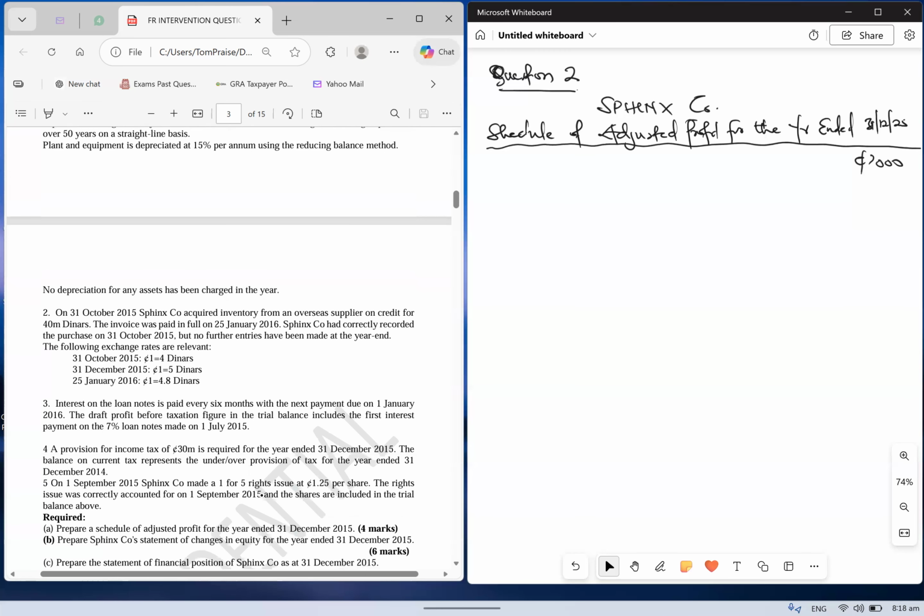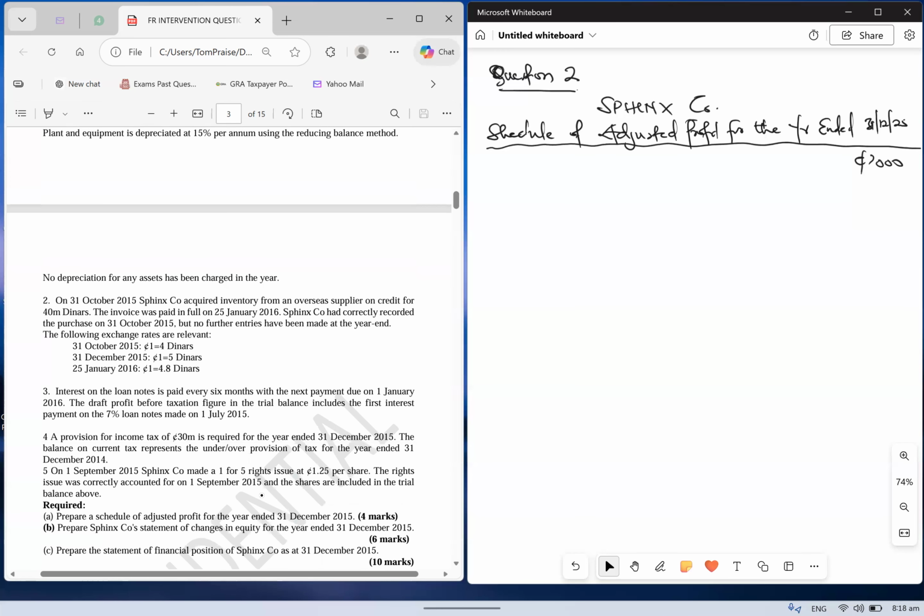Interest on loan note is paid every 6 months, and the next payment is due on January 2016. The draft profit before taxation in the trial balance include the first interest payment of 7%. That was made on 1st July. So what about from July to December? It is our job.